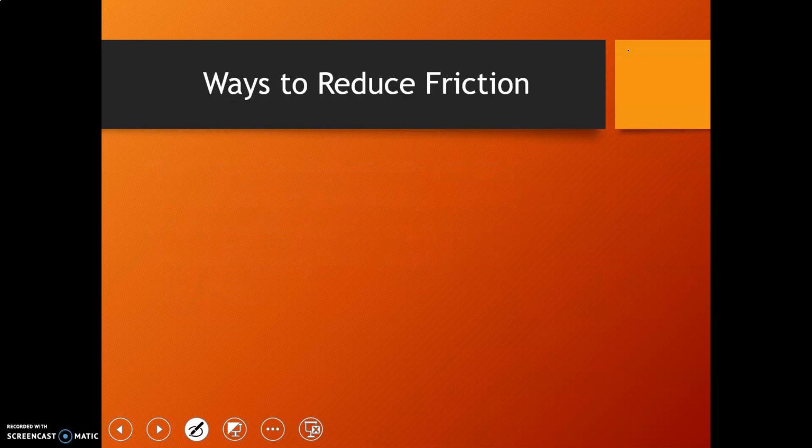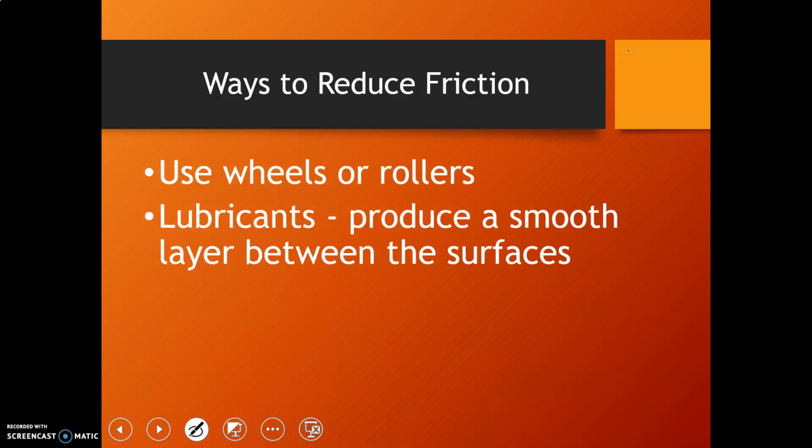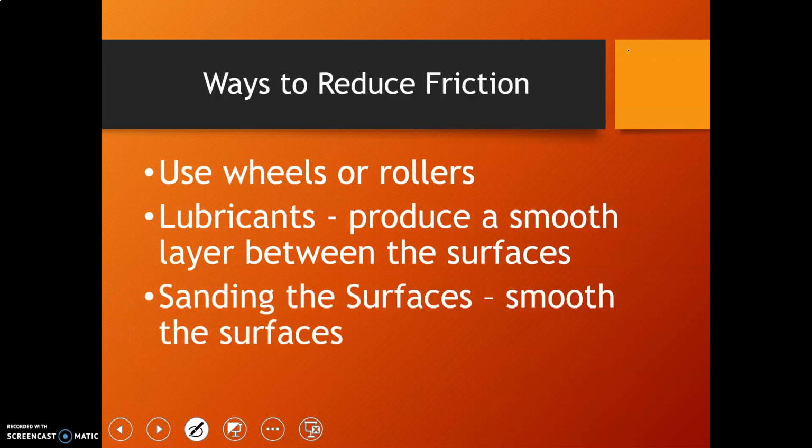So speaking of moving heavy objects, if you want to reduce the amount of friction, you want to use wheels or rollers. You want to use lubricants, to produce a smooth layer between those two surfaces. And then lastly, sanding the surfaces, or just ensuring that they're somehow really smooth, because the smoother the surface, the less friction you're going to end up having.